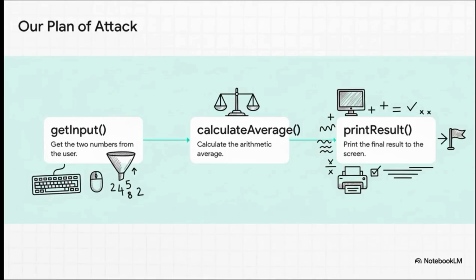Now, before we even think about code, let's just use our common sense. This problem really has three distinct jobs, doesn't it? First, we have to get the two numbers from the person using the program. Let's make a module for that and call it getInput. Second, we've got to do the actual math. We'll call that module calculateAverage. And third, we need to show the final answer on the screen. Let's call that one printResult. See? That's our whole plan of attack.